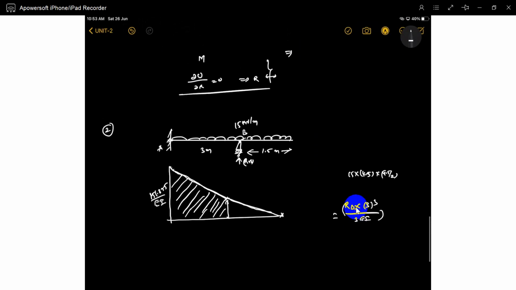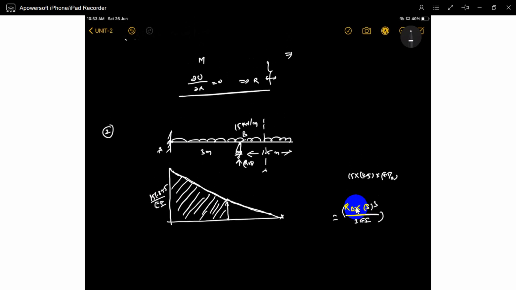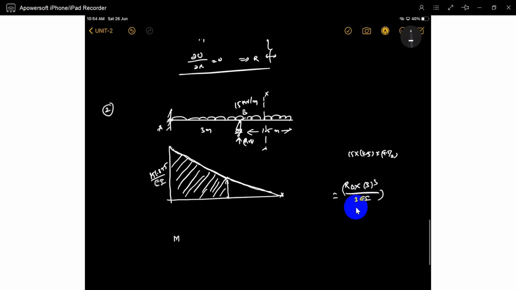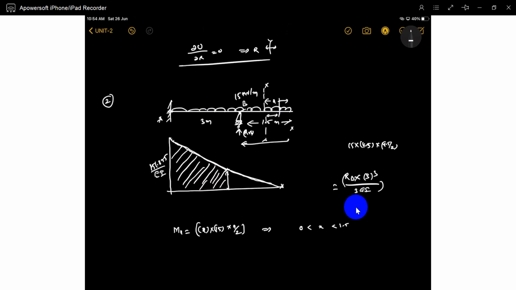So what is the Mx? First, the moment at this location, if it is x, what is that? 15 into x, that is the total load, and its distance is x by 2, from 0 to 1.5. So that is Mx, valid only for this zone, up to this zone only. That is 15 into x square by 2, valid only for 0 to 1.5.